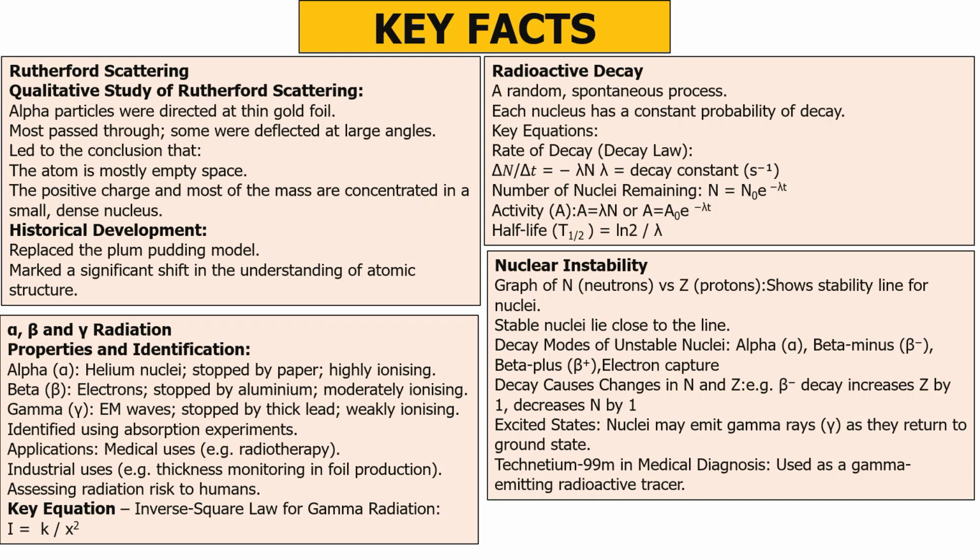Now for nuclear instability, the graph of N, the neutrons, against Z, the protons, shows the stability line for nuclei. Stable nuclei lie close to the line. We must be aware of the decay modes of unstable nuclei: alpha, beta minus, beta plus and electron capture, and know what changes they cause in N and Z. So for example, beta minus increases Z by 1 and decreases N by 1. We know that in excited states, nuclei may emit gamma rays as they return to the ground state, and technetium-99m in medical diagnosis is used as a gamma-emitting radioactive tracer.